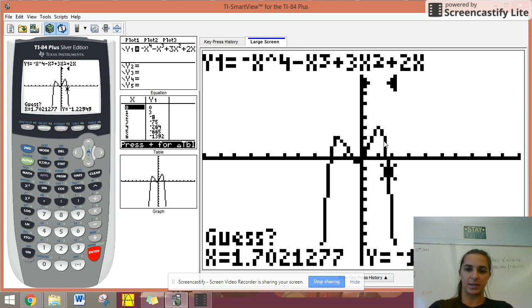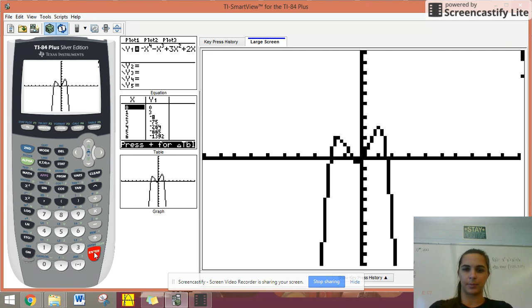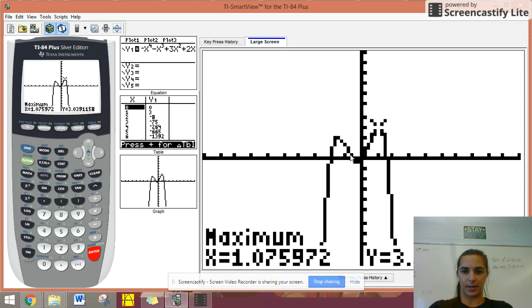And then it says guess. So if you want to move the cursor to where you think the max is, you can. But this is really if there's more than one, I want to take a guess. So I'm just going to hit enter again, and there's my max point. Okay, so I'm going to do one more time for this minimum point. Remember, this would be the absolute max I found. I'm going to find this relative minimum down here.